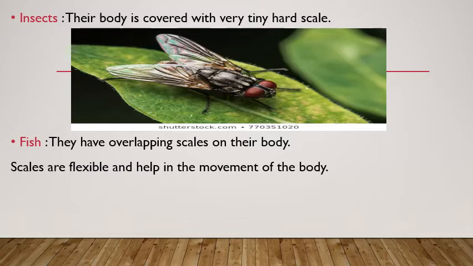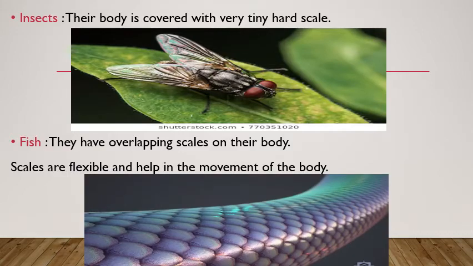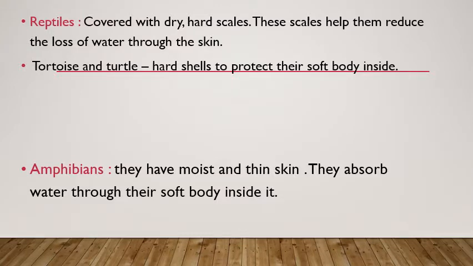Next is fish. Now you all might have touched or seen fishes. They have overlapping scales on their body, which are flexible and help them in the movement of their body. Their body is covered with different overlapping scales which keep their body flexible and help in the movement. Now you need to understand these scales are a little different from the scales that are present on the reptiles. As we see the reptiles, we'll understand more about that.